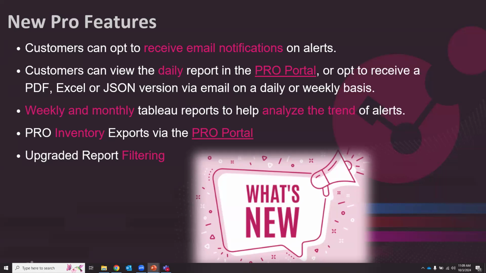Some really new features that were developed in the last couple of months were a Pro inventory export. This is available in the Pro report portal. We're going to be shooting over there at the end of the presentation, and I'll show you exactly how to get those inventory reports. And upgraded report filtering, so we can actually see some trends in the report portal and filter for exactly what we're looking for. So we'll be taking a look at that as well.